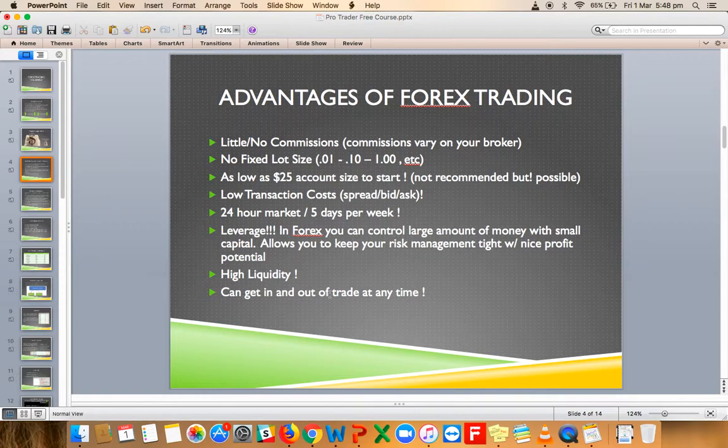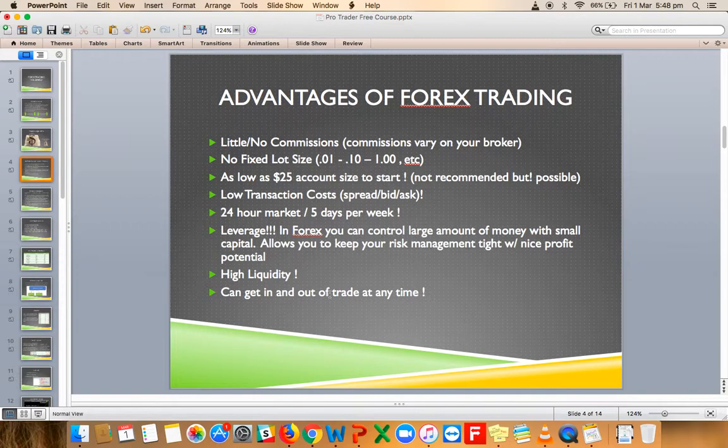Low transaction cost, which is called spread. Spread is what you're charged when you transact in the Forex market. This market is open 24 hours a day, 5 days a week, Mondays to Fridays, or actually Sunday night to Friday night. Then there's what we call leverage.